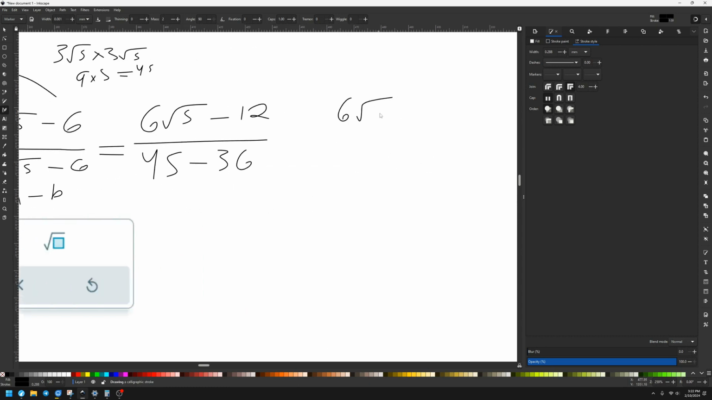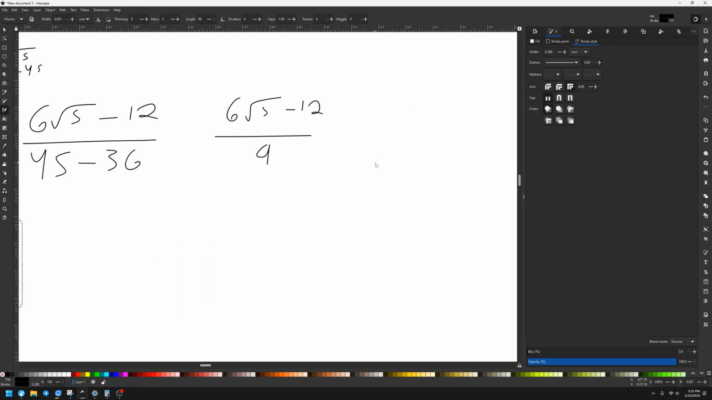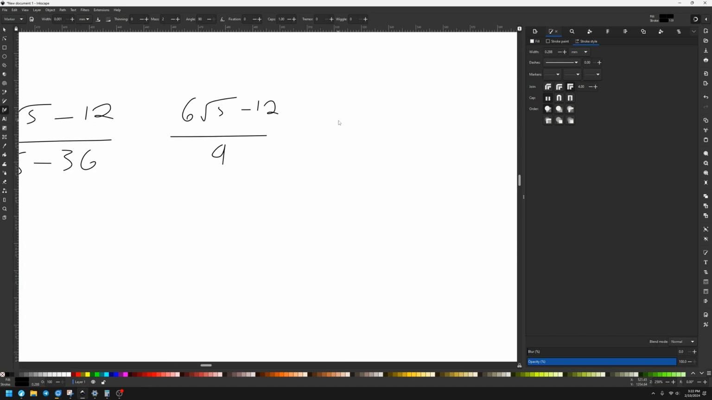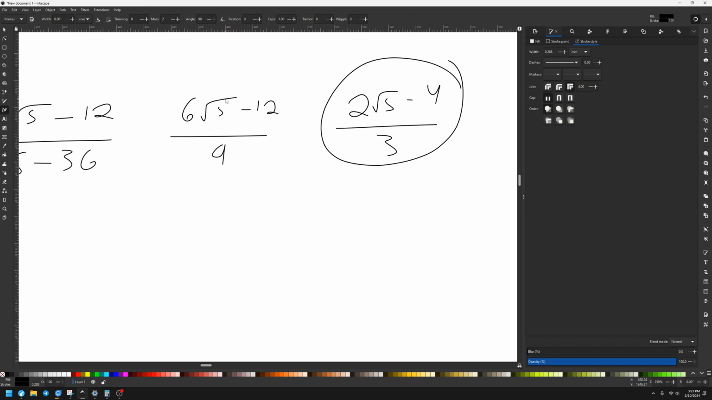6 root 5 minus 12 divided by 45 minus 36, which is 9. Since we can bring out a 3, we can divide both sides by 3. So 6 divided by 9 is 2 thirds root 5, negative 12 divided by 3 is 4. And this is the final simplification. We divided the top and the bottom by 3.